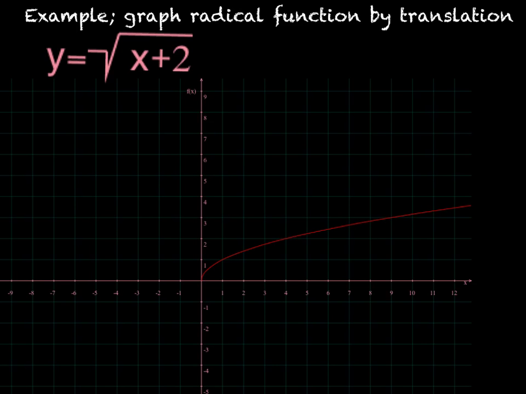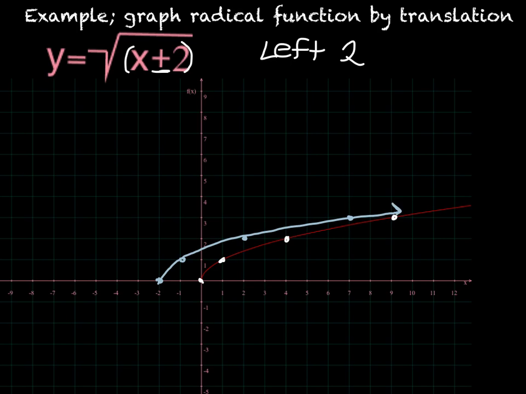For this third example, we have y equals the square root of x plus 2, where everything is under the square root. So that means the plus 2 is in there with the x, so it's going to go left or right. When it is plus, we're going to go left 2 spots. Okay, so I'm going to go back to my original key points on my parent function. 0, 0, 1, 1, 4, 2, and 9, 3. And then I'm going to go left 2 spots. And then I draw my line. So that would be my final answer.